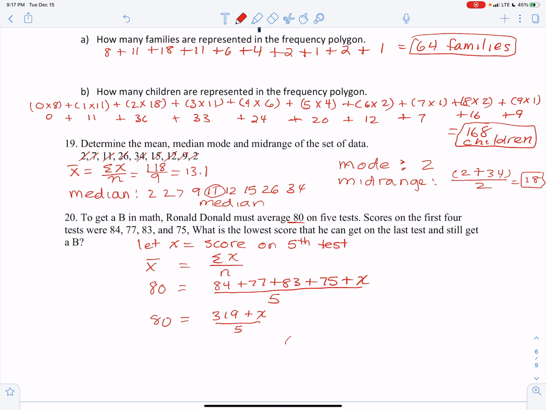Now let's get rid of this fraction. I'll multiply both sides by 5, or 5 over 1. So 400 equals 319 plus X. Now to get this X by itself, just subtract 319 from both sides. And you see that it needs 81 on that 5th test in order to have an average of 80.